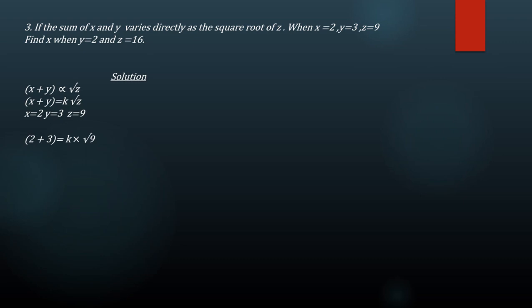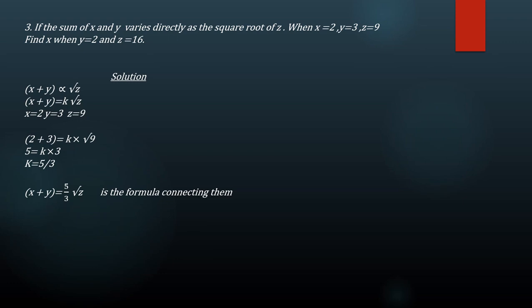So we have 2 plus 3 equals k times root 9. So this should give me 5 equals k times root 9. Root 9 is 3, though it could be plus or minus 3, but then we are using just the positive value here. So 5 equals k times 3, and then you make k the subject of the formula. We have k equals 5 over 3. So this is our formula connecting them. So x plus y equals 5 over 3 root z.